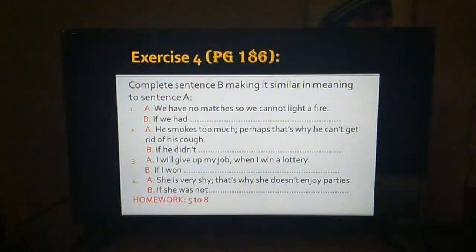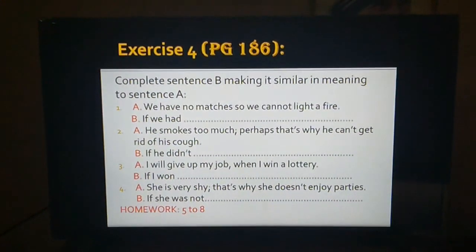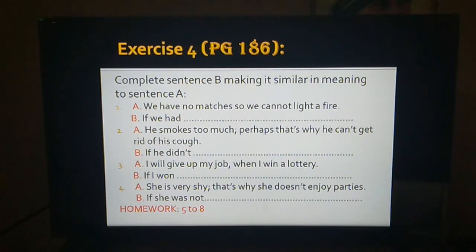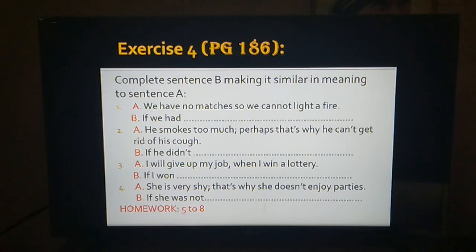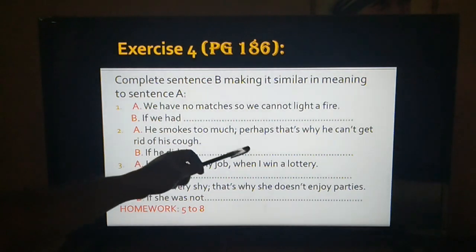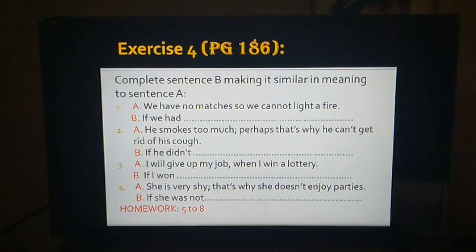Now we have exercise 4, page number 186. Complete sentence B, making it similar in meaning to sentence A. Here we have A and B. A is given, and B is to be completed by you. One: we have no matches, so we cannot light a fire. If we had dash. Two: he smokes too much. Perhaps that is why he can't get rid of his cough. If he didn't.